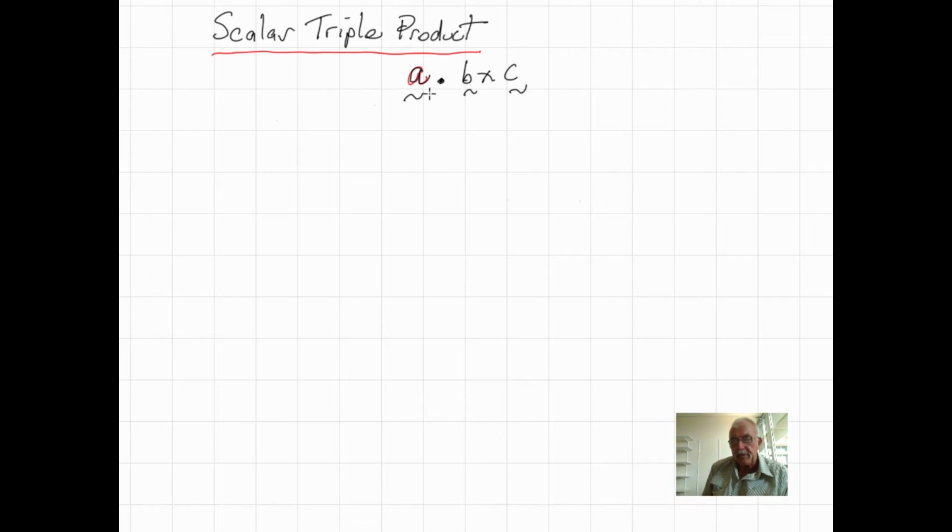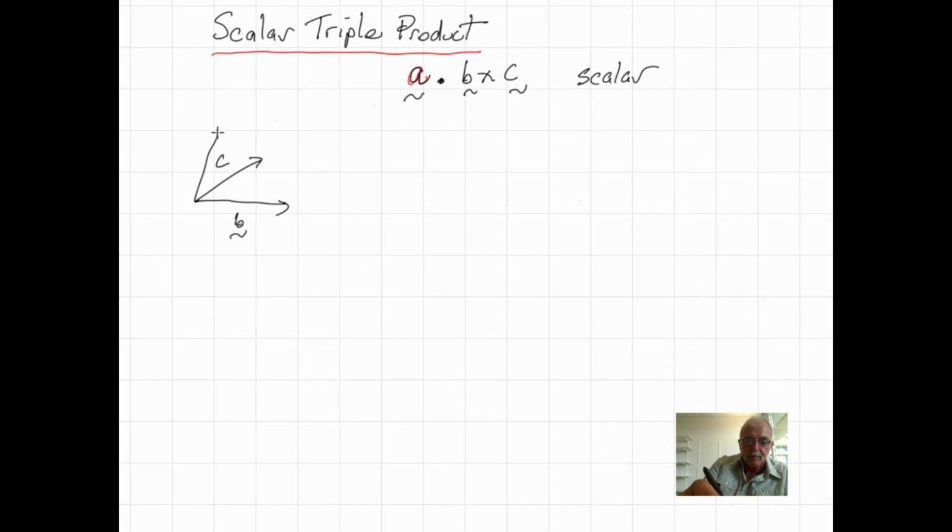And we've also discovered that there's only one way it can be calculated, so we do B cross C first, and then we dot it with A. The answer is a scalar, so we don't get a vector. We get a vector when we do B cross C. So we do that first, and we get a vector, and a vector dot product another vector gives us a scalar as an answer.